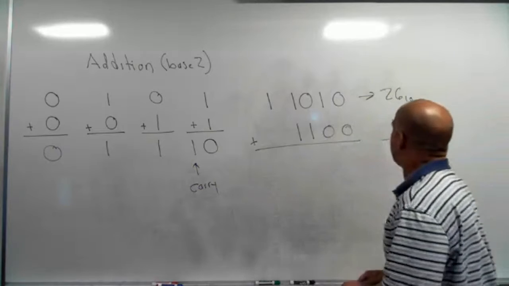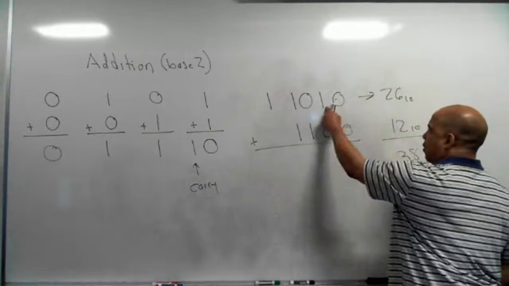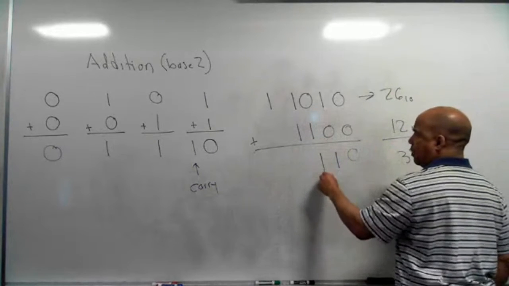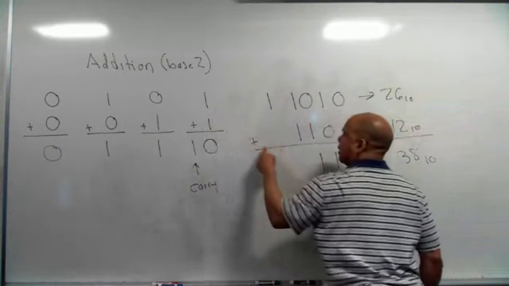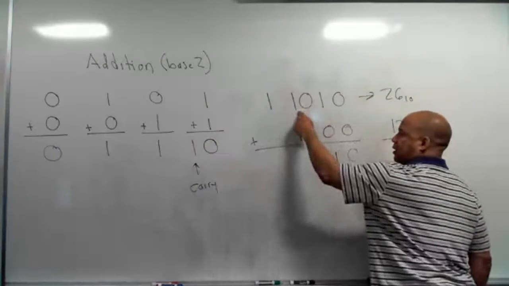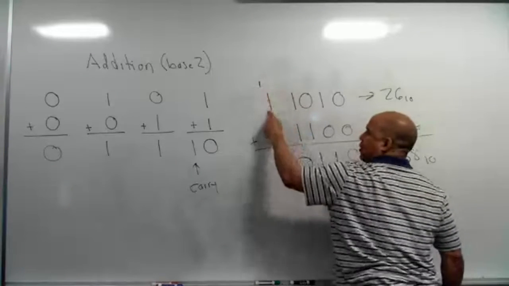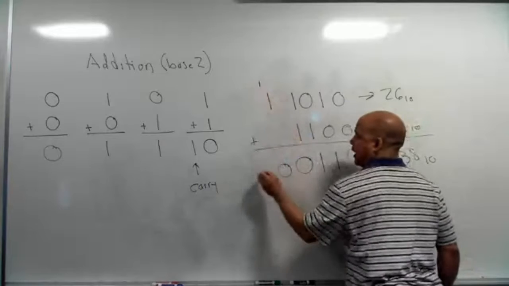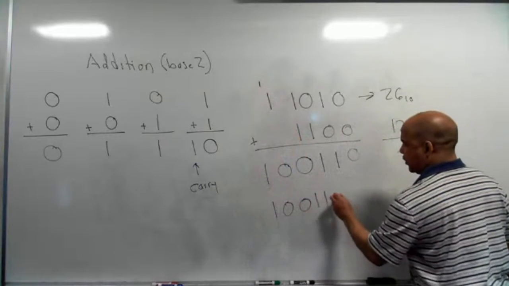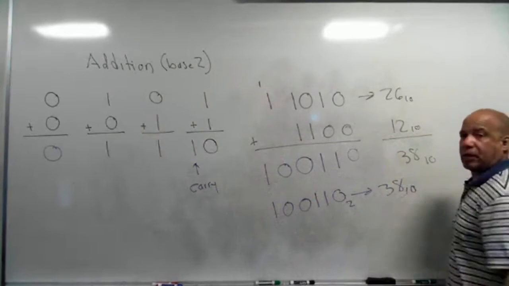So if I add these up, a 0 and a 0, of course that's a 0. A 1 and a 0, that's a 1. A 0 and a 1 is still a 1. Now I got to use this rule again. A 1 and a 1 is a 0, and this 1 over here is a carry. So 1 and a 1 is a 0, carry 1. And a 1 and a 1 is a 0, and I just bring down the carry. So a 1, 0, 0, 1, 1, 0 base 2 in our number system is a 38.